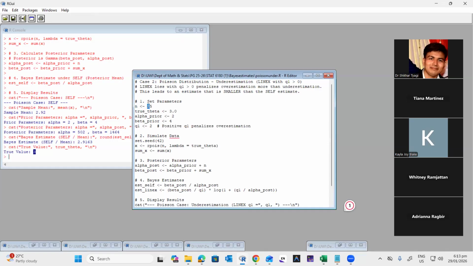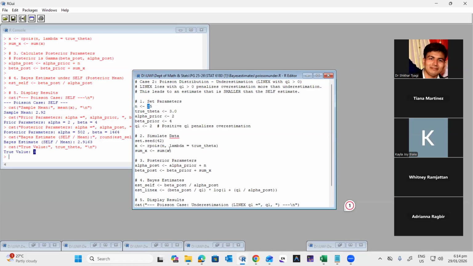So here we are taking the sample size again 25. The true value of theta will be 3, alpha prior is 2, beta prior is 4, and q1 we are going to take as 2. All right. This is the standard value of q1, 2, when you are going to take overestimation as more serious. Sometimes it changes based on your sample or the data that is given. So you can change the value of q1. All right, so that's all on you.